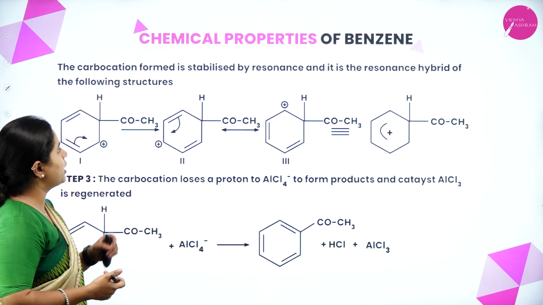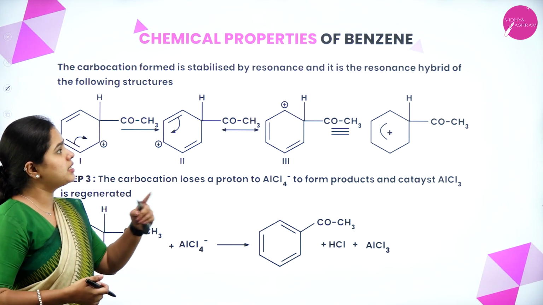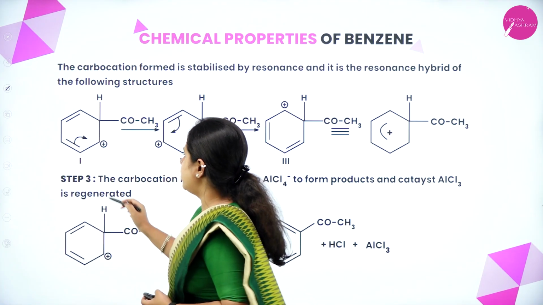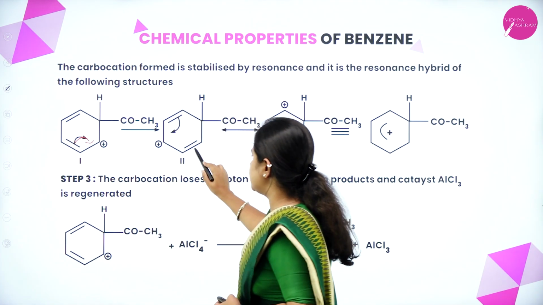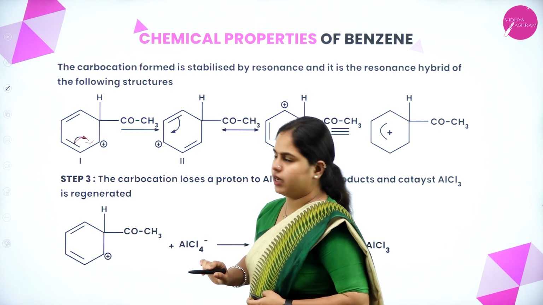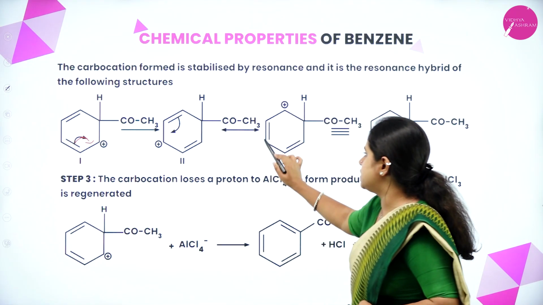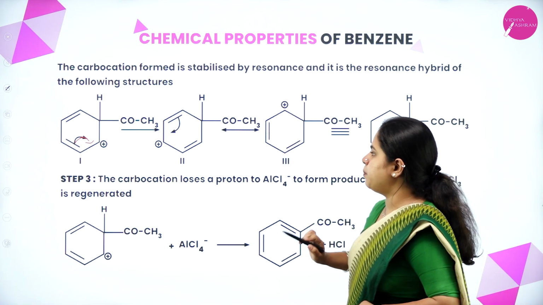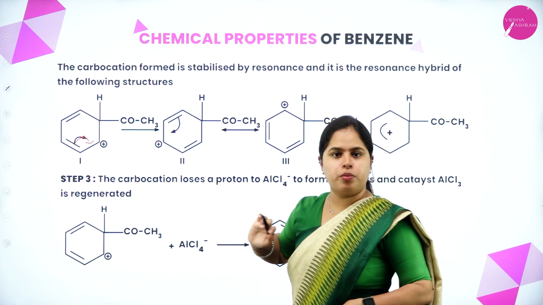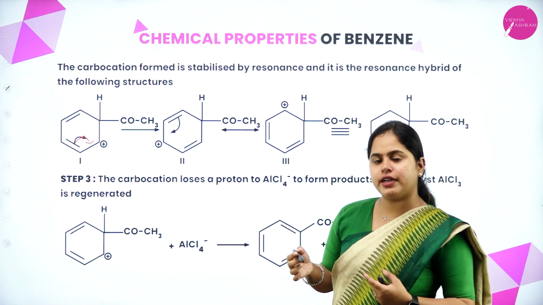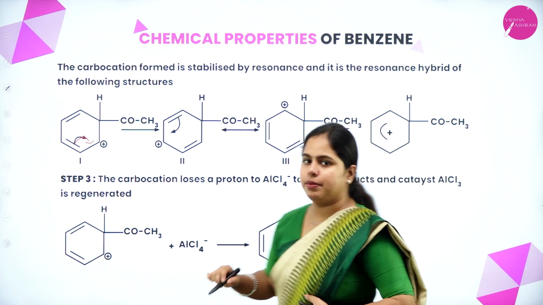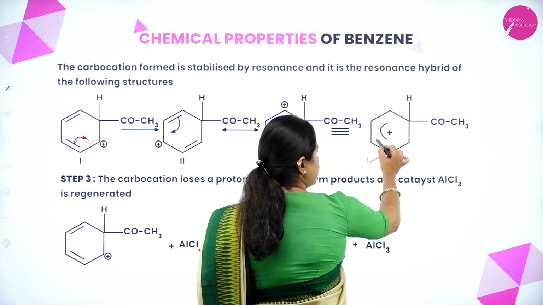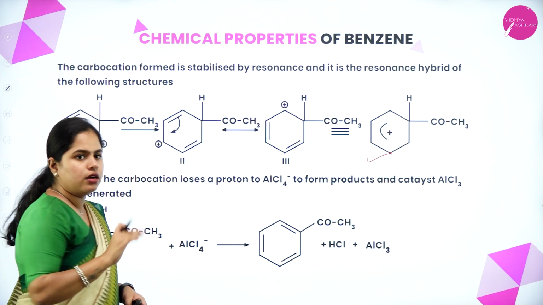As you can see, the carbocation formed is stabilized by resonance, and it is the resonance hybrid of the following structures. This is the first structure. When the double bond shifts here, the positive charge will be here. Now this double bond shifts here, and the positive charge will be here, right? This way, the positive charge can be in these three positions, that means the ortho position or the para position. So resonance will take place and the carbocation will be stabilized, and this is how we represent the resonance hybrid. It can be in either of these positions, that is why it is shown like this. Now the carbocation is stabilized.